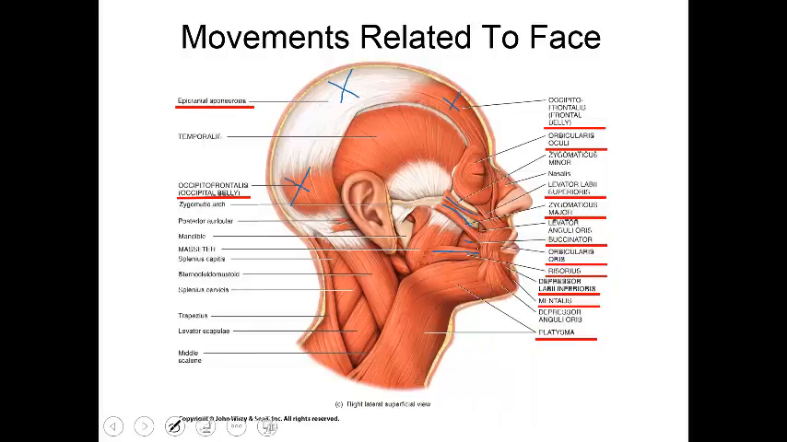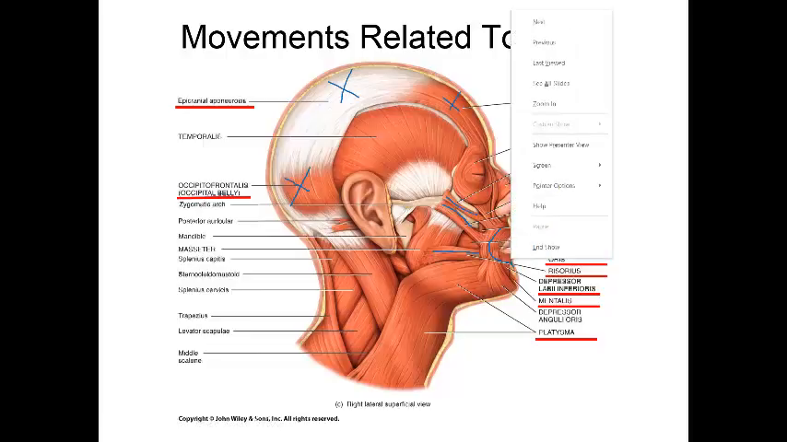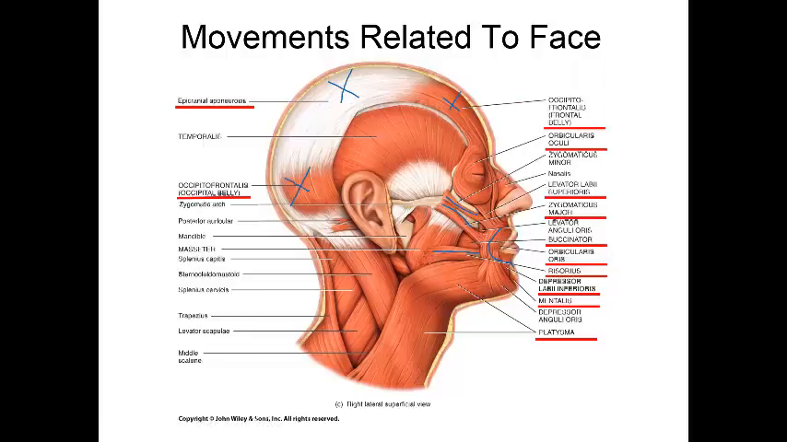I don't know why it keeps doing that. So that's the buccinator right there. This one is the orbicularis oris. Then you have the depressor labii inferioris and the levator labii superioris right here. This one right here is the platysma.